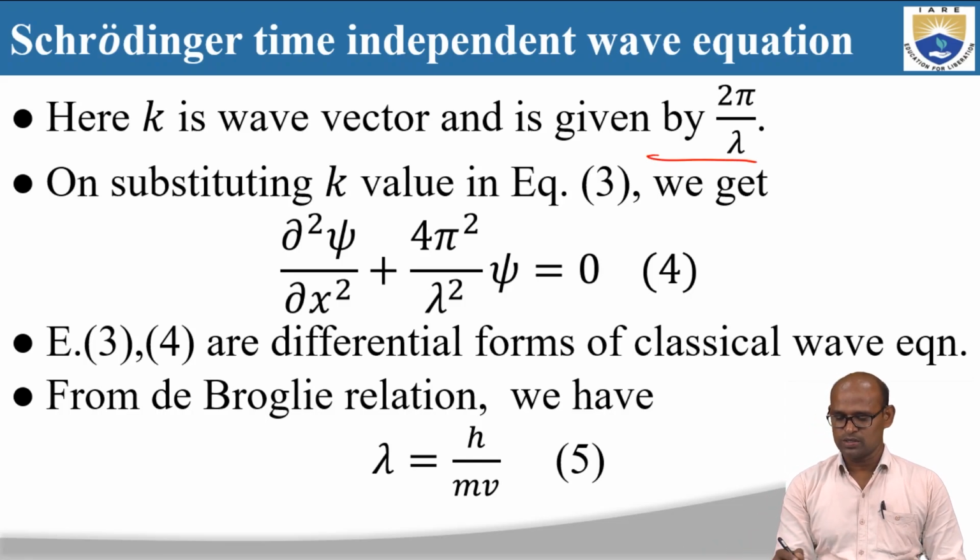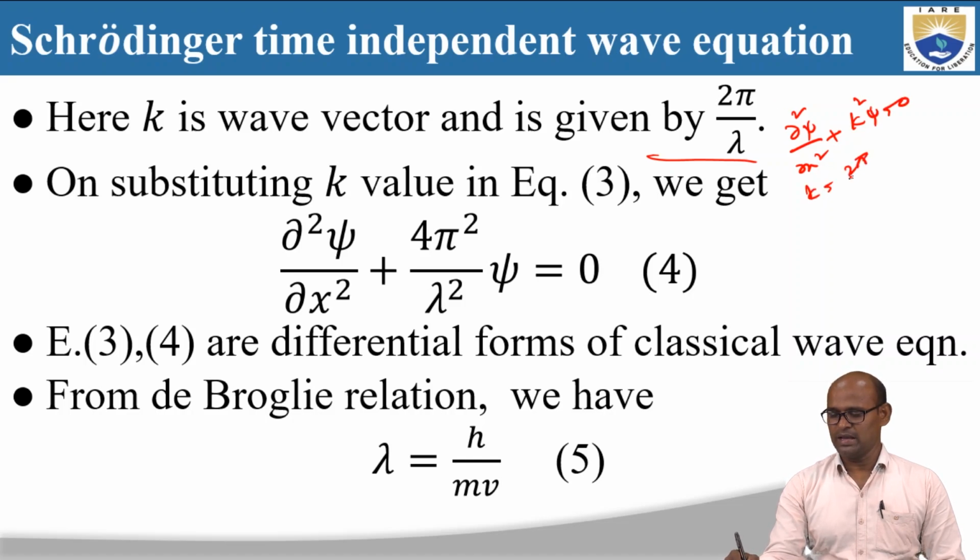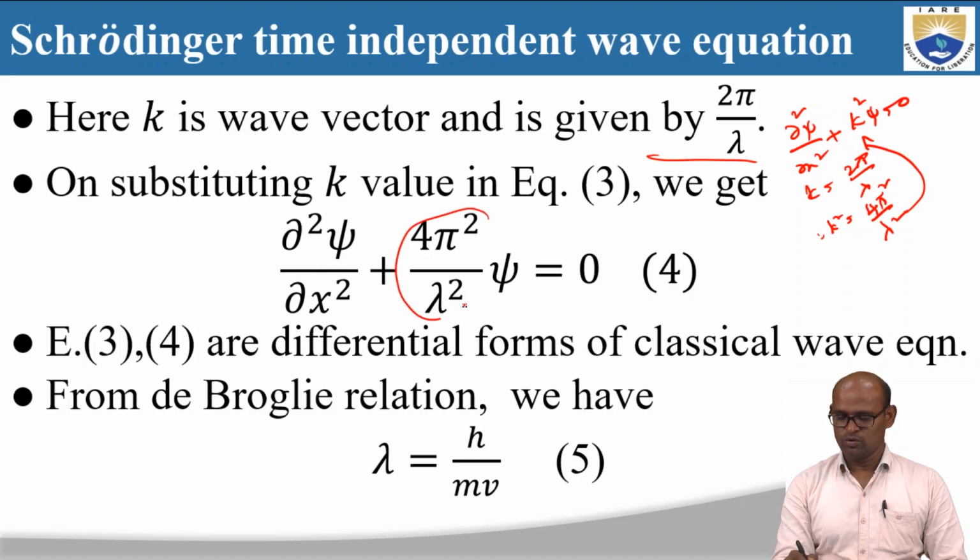Now I am going to substitute k in dou square psi by dou x square plus k square into psi is equal to 0. K is equal to 2 pi by lambda, that means k square is equal to 4 pi square by lambda square. So I substitute this in this equation. So dou square psi by dou x square plus 4 pi square by lambda square into psi is equal to 0. So that is what I get.